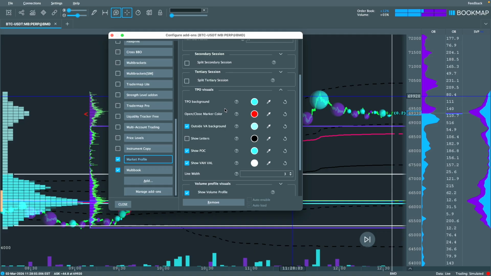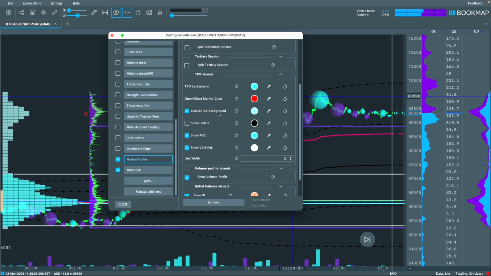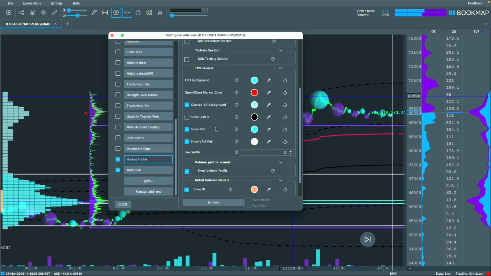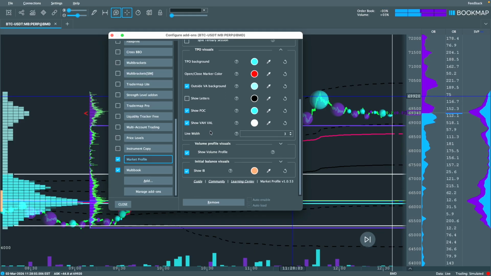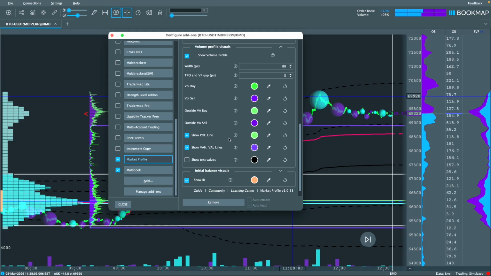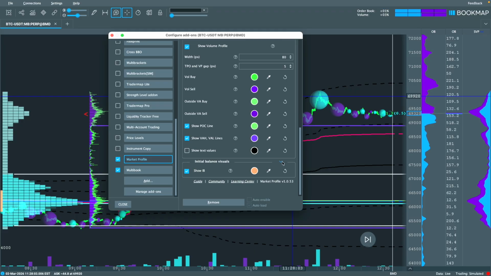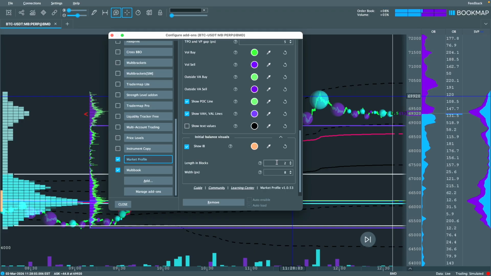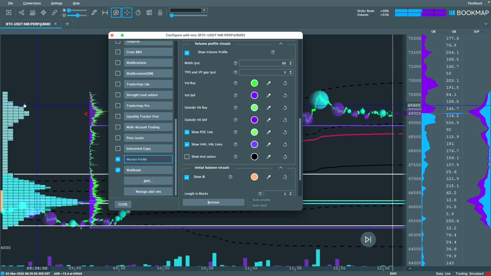Next, we go down and make sure to enable outside VA background, show POC, value area high, and value area low levels so we can clearly see where value formed. Then we also click to enable the volume profile, as well as the initial balance, which is the first two 30-minute candles of the session open. So now you should see the market profile and the volume profile displayed on this screen.